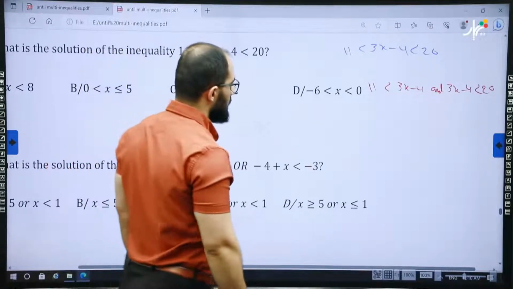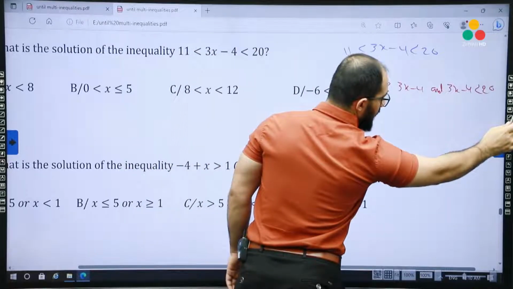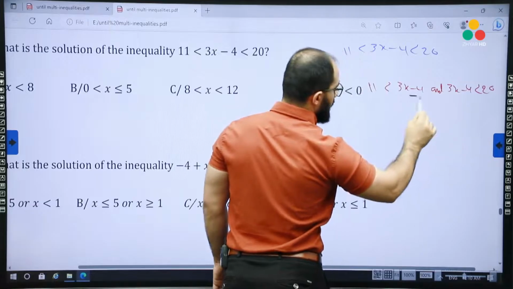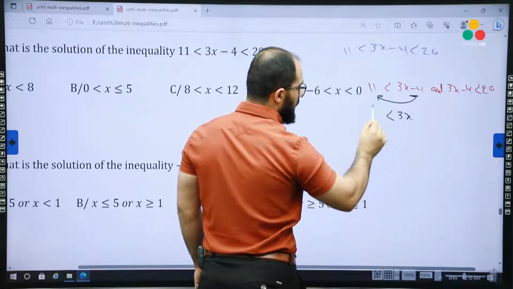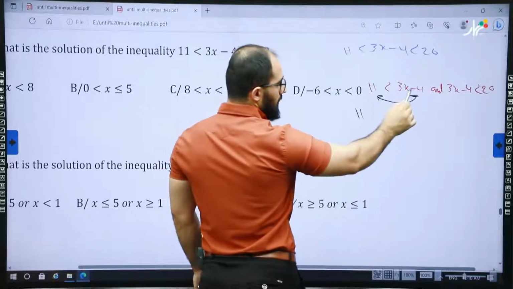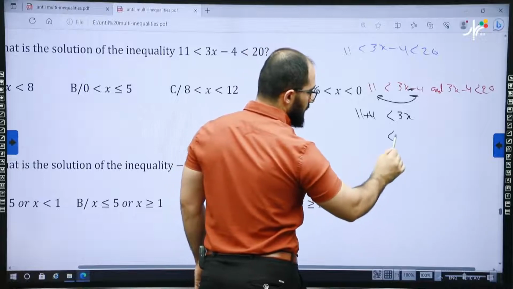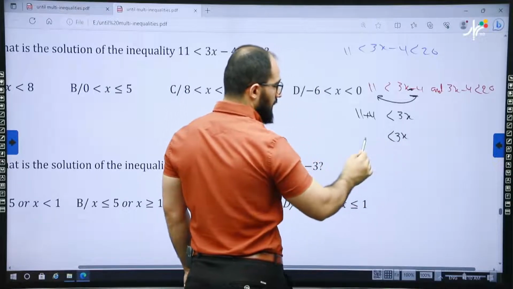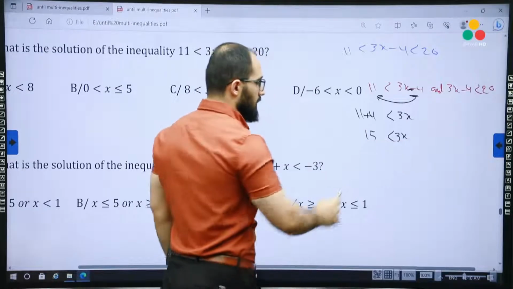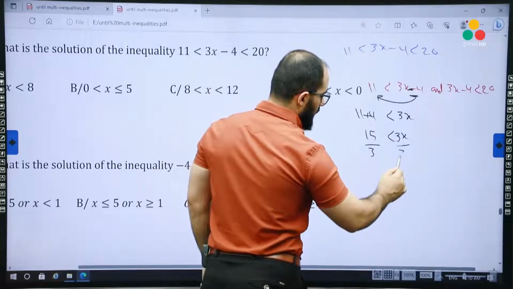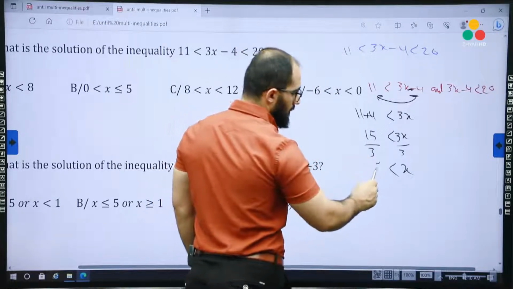Okay, so let's solve it. The first part, because we have negative 4, move it to the other side. 3x remains here, greater than 11. Minus 4 is going to be plus 4. So the result is 3x greater than 15. With the variable x, we have 3, so divide by 3, x remains. 15 divided by 3 is 5.